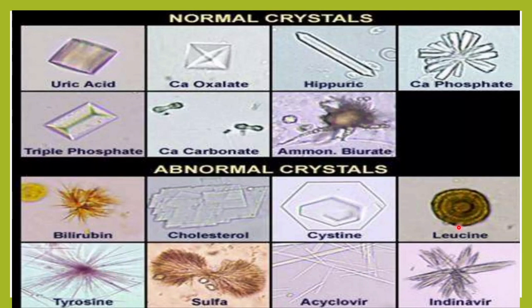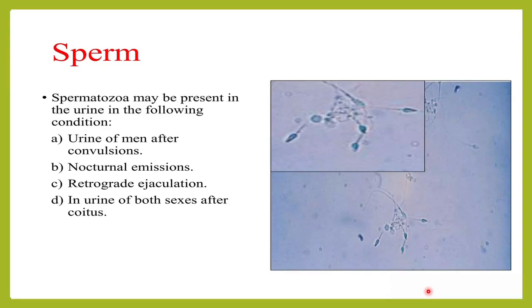Leucine and tyrosine usually exist together. These are needle-shaped crystals. Sulfa crystals look like a haystack. Acyclovir crystals are seen when a patient is on acyclovir, and indinavir crystals in cases of HIV on antiretroviral medicines, etc. When patients are on these medications, they might pass a few of these crystals.